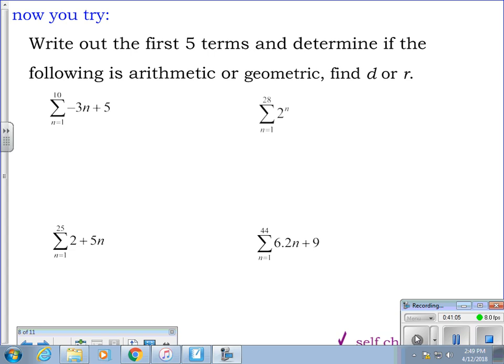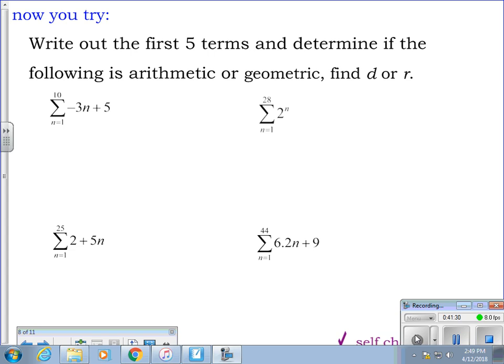I want to be clear because this was just brought up, so I just turn on the recorder again. 1 through 10, n goes from 1 to 10. That means I've got 10 terms in there. Putting in 1 gives me the first one. Putting in 10 gives me the 10th term, the last one. We're only looking for the first 5, because that's what the directions call for.